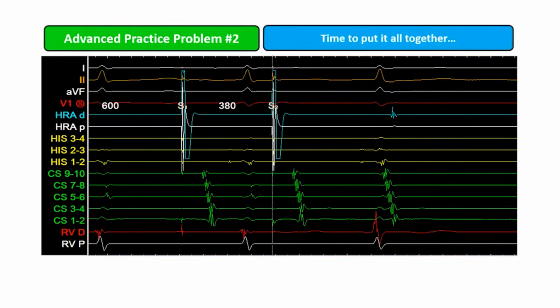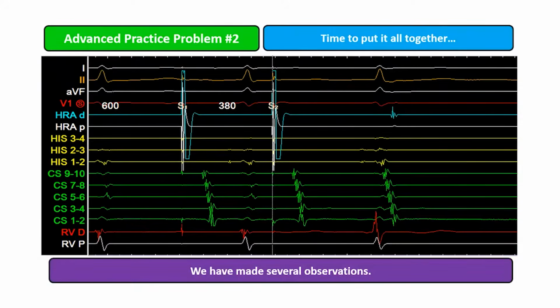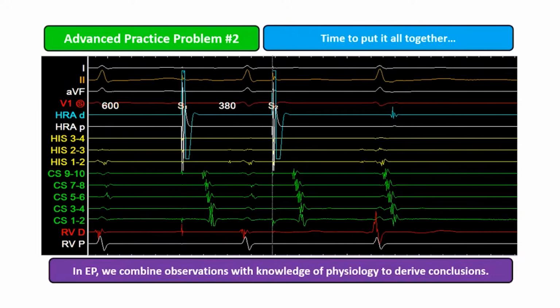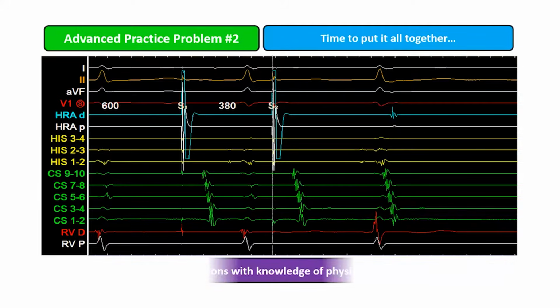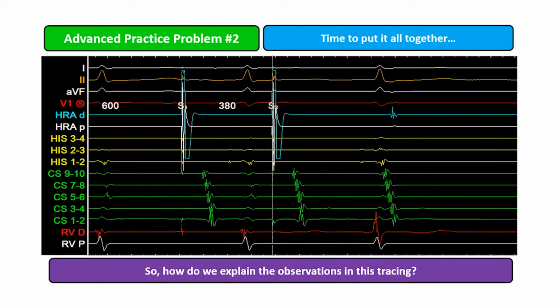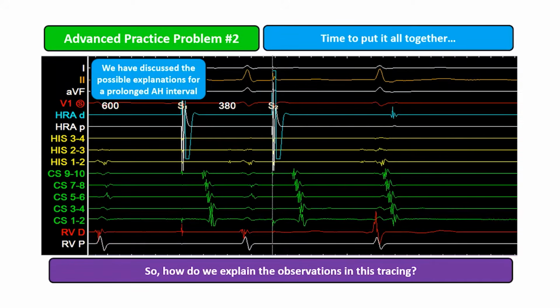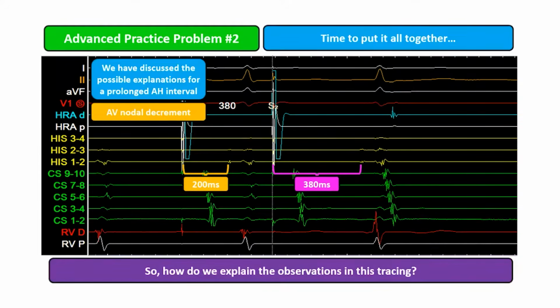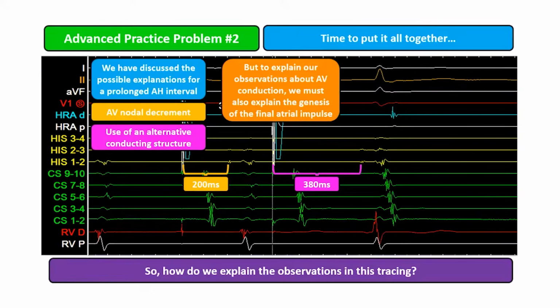All right, time to put it all together. We've made several observations. And in EP, we combine the observations we make with our knowledge of physiology to derive conclusions. So how do we explain the observations in this tracing? Well, we've discussed the possible explanations for a prolonged AH interval. We could say that this is AV nodal decrement or use of an alternative conducting structure. But to explain our observations about AV conduction, we must also explain the genesis of this final atrial impulse.